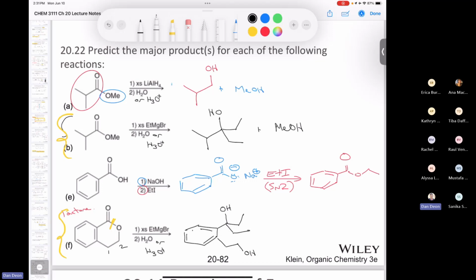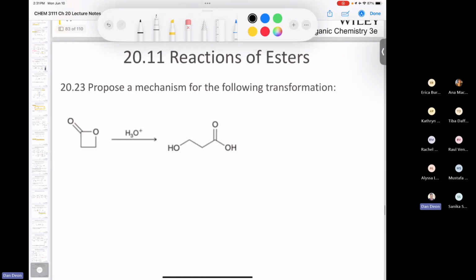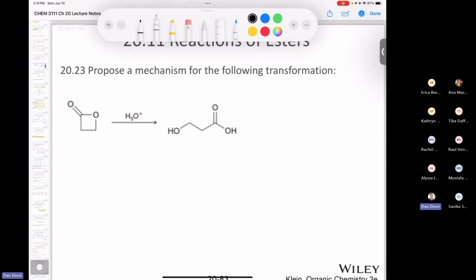Let's try another one. Let's try a big old mechanism here. This is an extremely important mechanism. This is the hydrolysis of an ester in acid. Again, this is called a lactone, but this is just an ester, right? And then we end up with a carboxylic acid and an alcohol. So what's the first step going to be? Could anybody tell me what the first step of my mechanism is going to be? Is it going to be a nucleophilic attack, loss of leaving group, proton transfer, or a rearrangement?